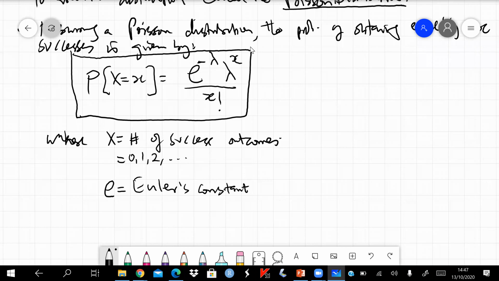Euler is the name of a person. So Euler's constant, some people just call it the exponential constant. The exponential constant, okay? So this value of E is a number which is obtainable from your calculators.